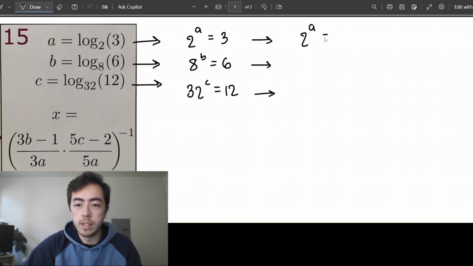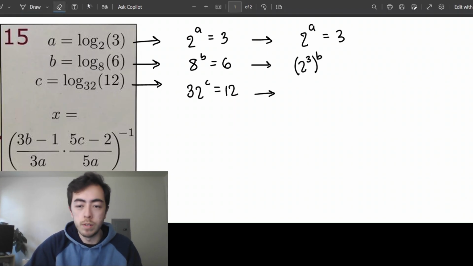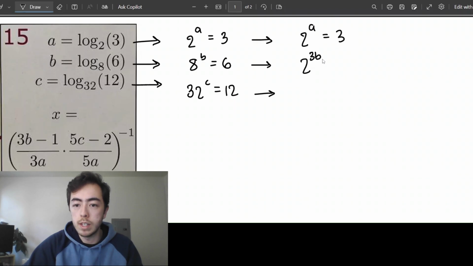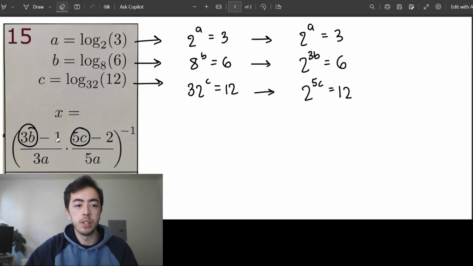And so this first equation is going to look the same because the base is a 2, but I can force this 8 to be a 2 cubed, to the power of b. And anytime that you have stacked exponents, you can just multiply them like this. So I'll do 2 to the power of 3b equals 6, and then 2 to the power of 5c equals 12.